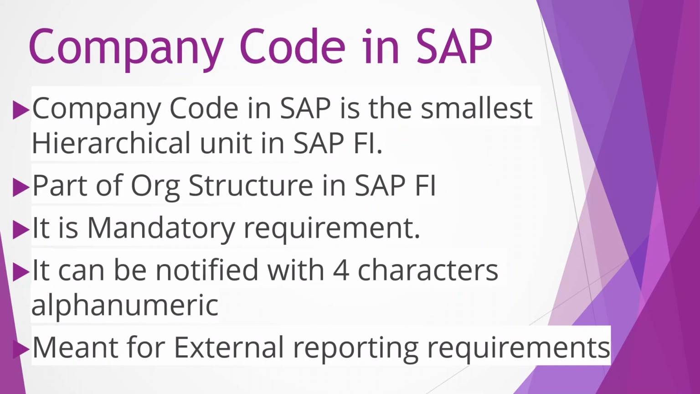This company code can be denoted with 4 characters, alphanumeric. You can use only alpha, only numeric, or a combination. All 3 options are available to you, and anything between 1 character and 4 characters you can take. You cannot take more than 4 characters because the technical length of this field is only 4 characters. That is the reason you cannot go beyond 4. But minimum 1, maximum 4 you can use.